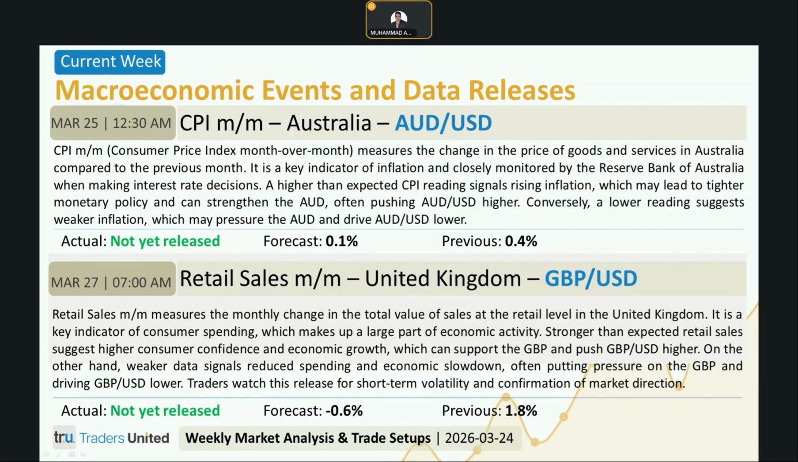The final key takeaway is the previous number is 0.4%, forecast is 0.1%. The actual data is going to be released, so it's pending. If CPI comes higher than the expectations, AUD/USD may move upward. If the reading is weaker than forecast, AUD/USD may move lower depending on the market reaction.